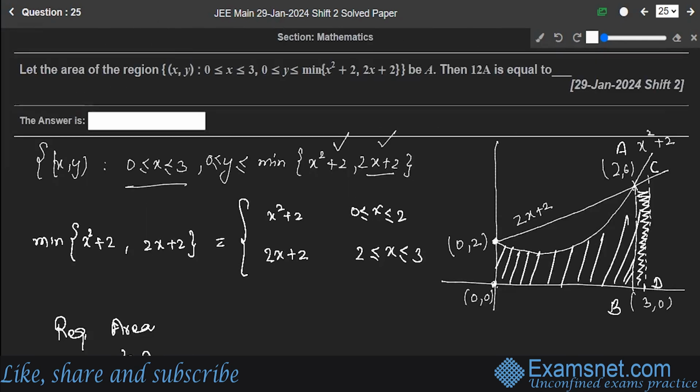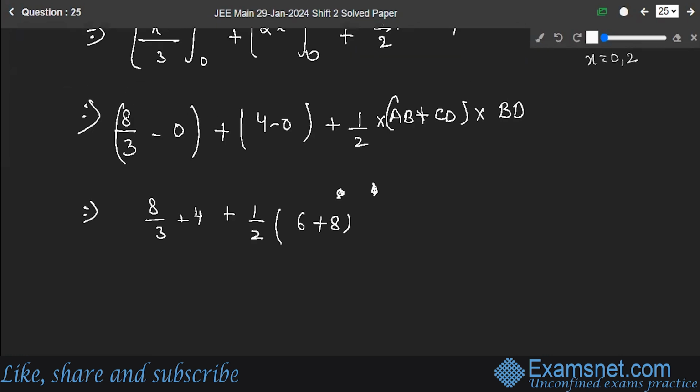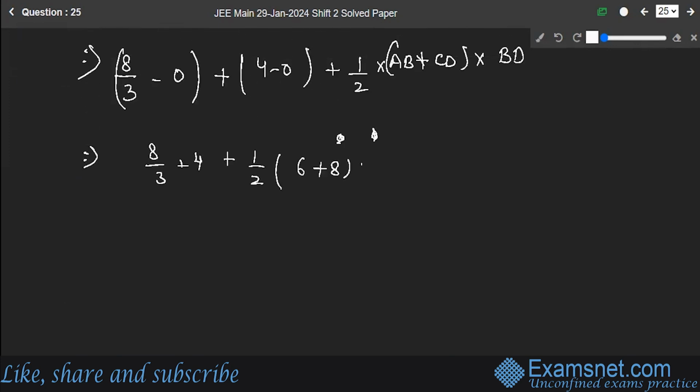Look over here, 0 to 6. AB is 6 and this C point. This point of intersection is when x is equal to 3, y will be 8. So this is the point. That means AB is 6 and CD is 8, and BD is 1. Why? BD is equal to 3 minus 2, x coordinate.